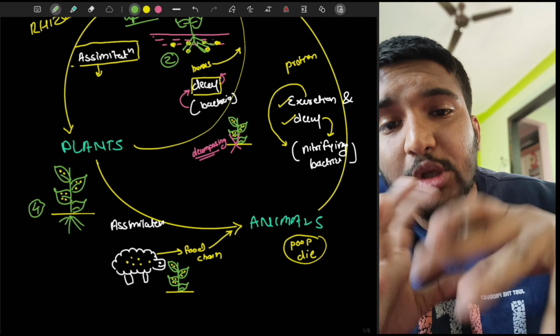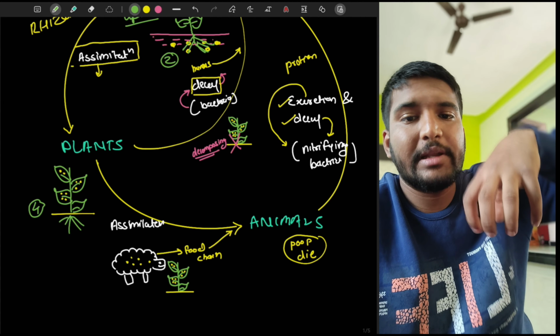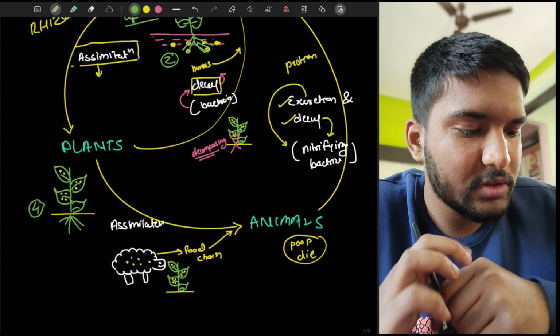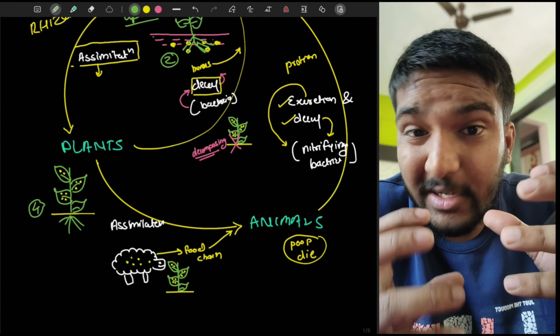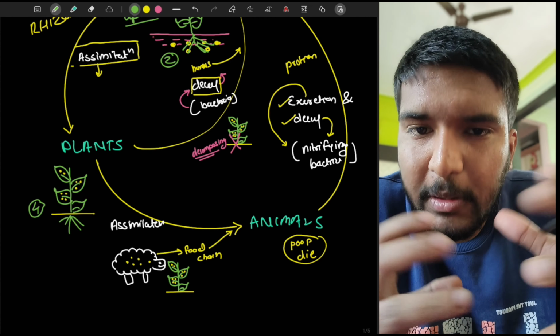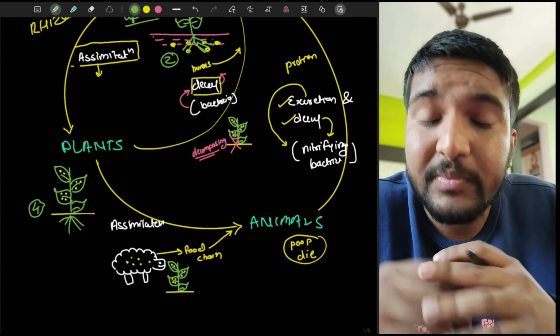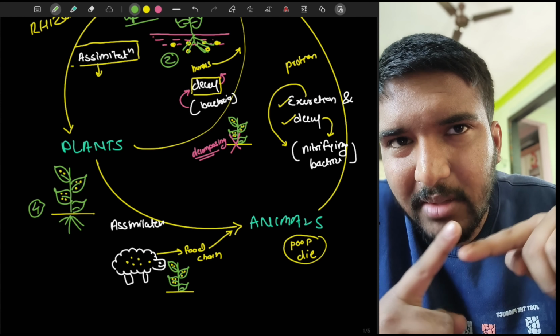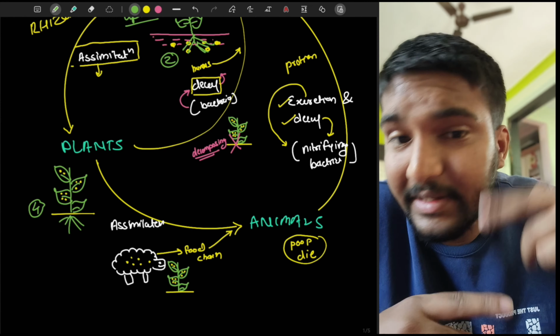So this process of uptake of nitrates from soil and development of plant, or just uptake, is called assimilation. Now these nitrates, or these nitrogen compounds, are inside the plant. Now what happens next? There are two chances. First of all, the plant completes its life cycle and then it dies.